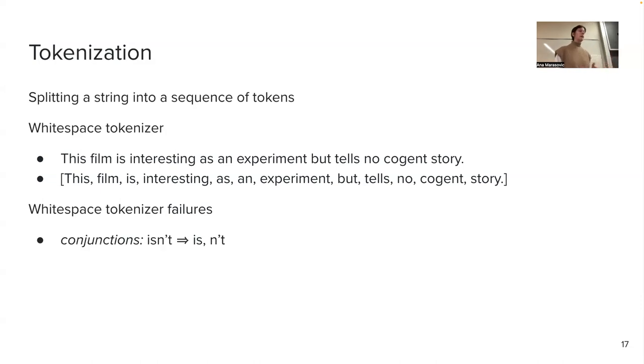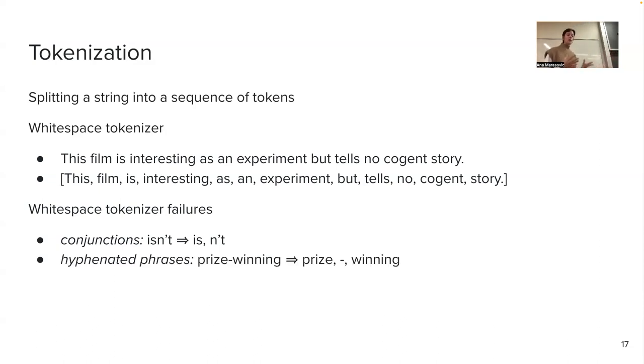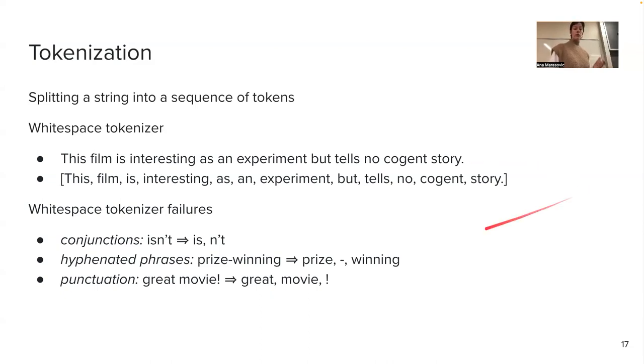Contractions are other failures. For example, isn't is written like this and will not be split into is and n't. Hyphenated phrases we would also like to see split. We would like to see, for example, prize-winning split into prize, hyphen, winning. And as I mentioned, punctuation won't work. Here we will have great and movie. We won't have great movie and then the exclamation point as a separate thing. So it's not really great. It's also not good for certain languages. It's not great for languages that are morphologically rich, meaning they have lots of suffixes or prefixes. Things we're going to talk about next time.